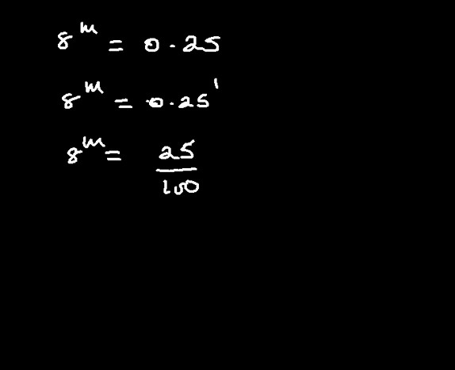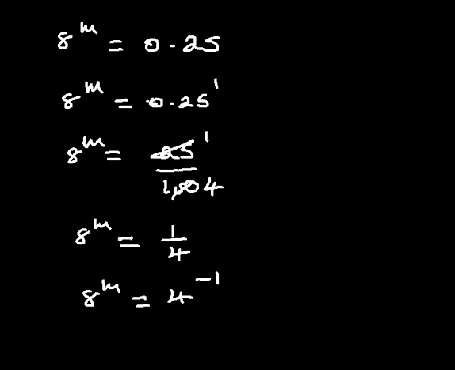Then 25 into 25, that is 1. 25 into 100, that is 4. So which means we'll have 8 to the power m equal to 1 over 4. And using the laws of indices, we'll have 8 to the power m equal to 4 to the power negative 1.